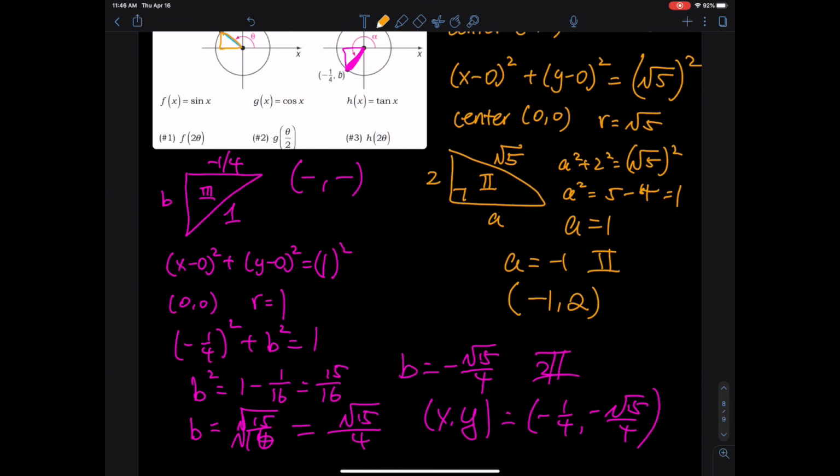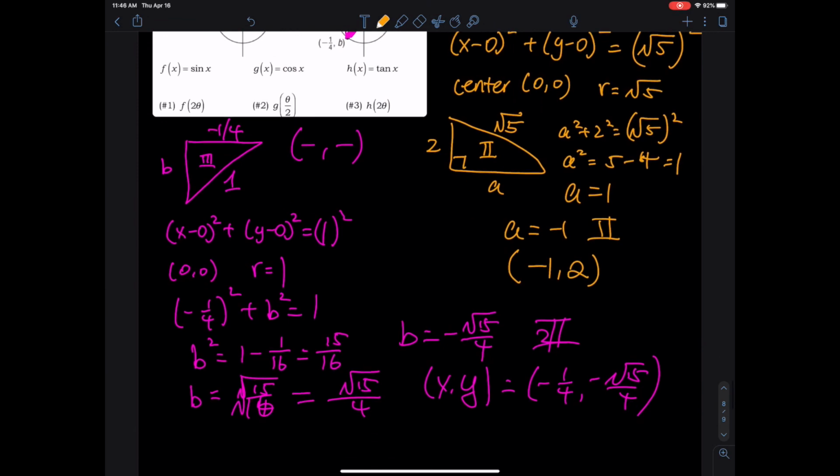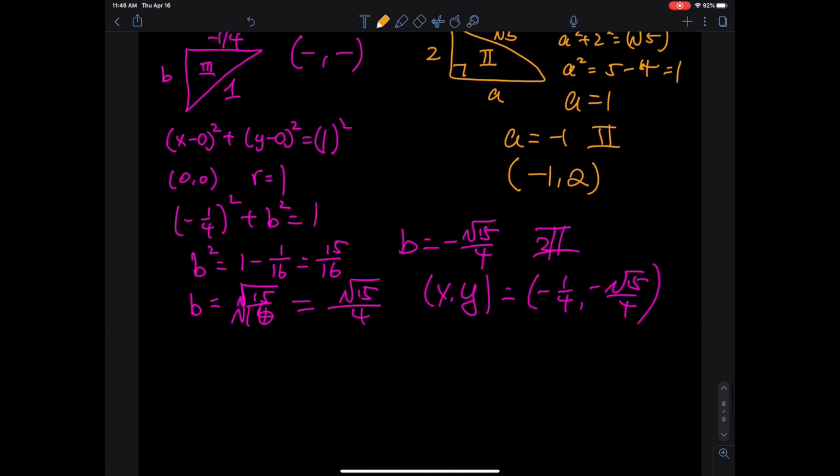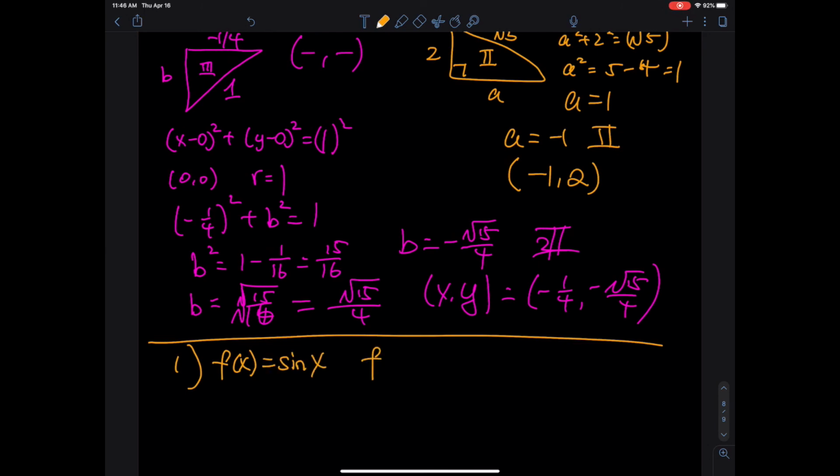The first problem, what do we have? We have sine of theta. So do you still remember your composition function? So number one, we have f of x equals sine x, and then I have f of 2 theta. What does that mean? That means you replace the x with 2 theta.